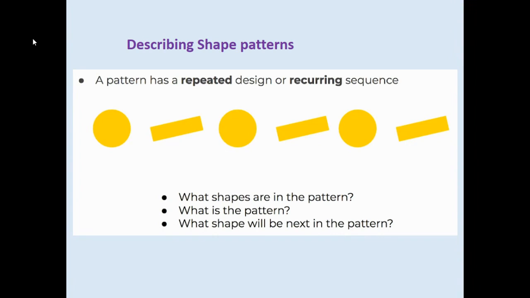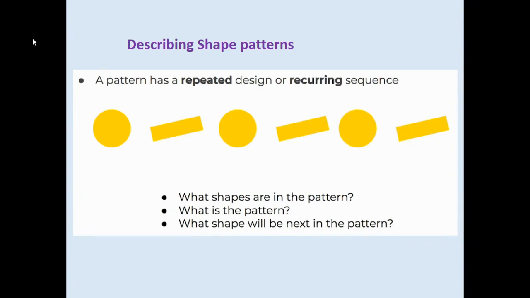So let's look at this pattern here. We've got circle, rectangle, circle, rectangle, circle, and a rectangle. So what shapes are in the pattern? Circle and a rectangle. What is the pattern? Circle, rectangle, circle, rectangle, circle, and rectangle. Now, what shape will be next in the pattern?